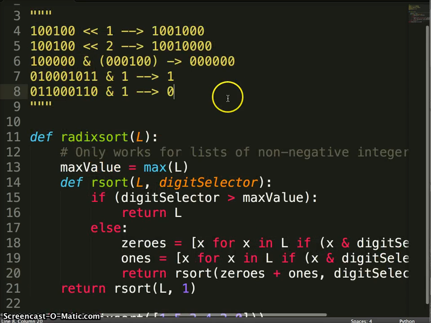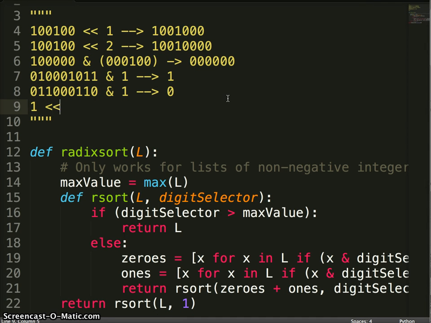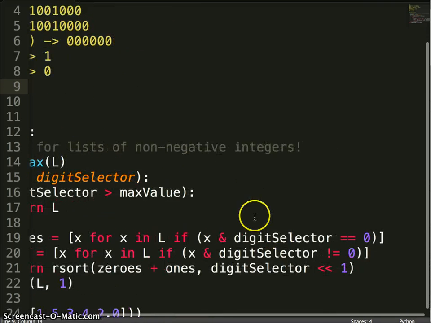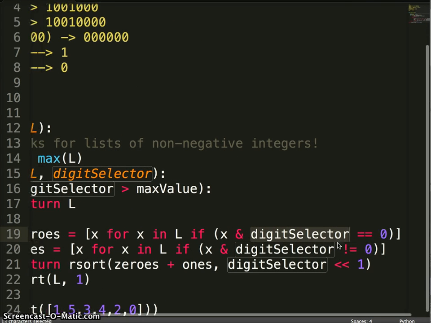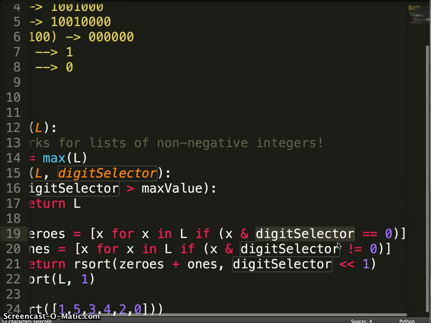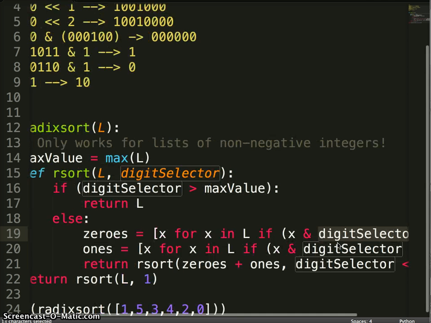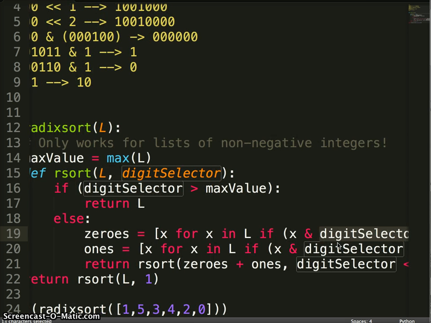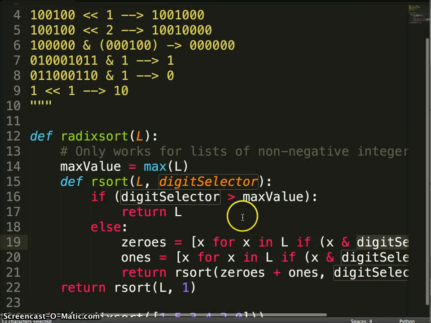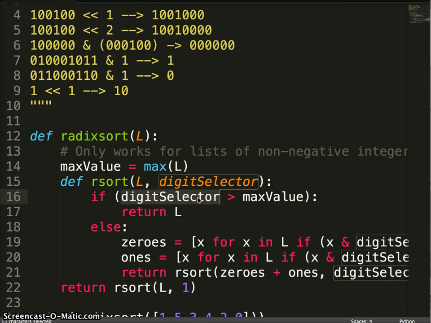So then I started out at 1, and I left shifted over by 1, and I start out at 1, 0. So the next time I do digit selector, it's basically going to be checking the second digit in binary. So in this way, we can basically keep shifting over which digit we're actually going to be checking, and keep partitioning it into 2 buckets, and then checking the next digit. Now, we know that we're done when the digit selector is greater than the max value.